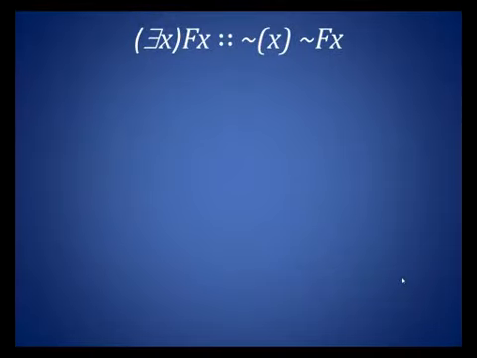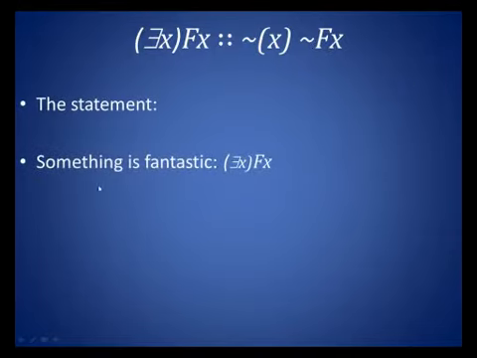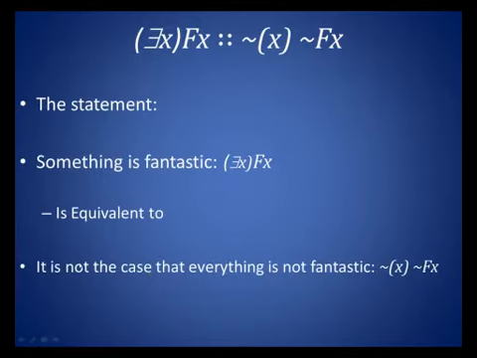Next, there exists an x such that x is f is logically equivalent to it is not the case that for all x, x is not f. So again, let's look at it this way. This is telling me there's something out there that's fantastic. There exists an x such that x is fantastic. So there's at least one thing in the universe that's fantastic, which of course is equivalent to the claim it is not the case that everything is not fantastic.